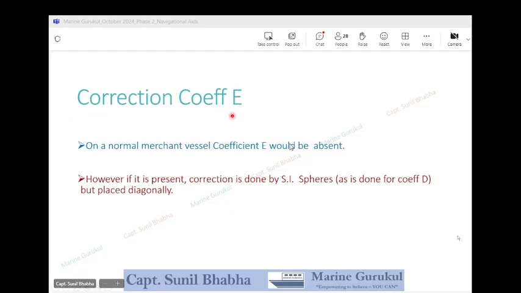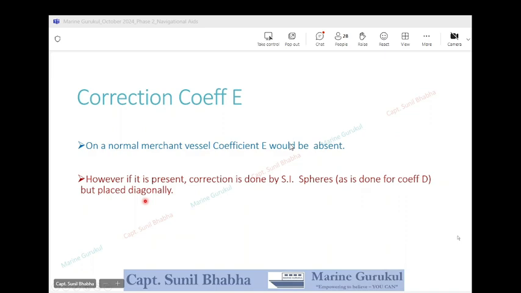Now moving forward to the correction of coefficient epsilon. As we discussed, on a normal merchant vessel, coefficient epsilon would be absent as there is no substantial structure at a 45-degree angle to the fore and aft line of the ship. However, if it is present, the correction is done exactly similar to coefficient delta using soft iron spheres. But in this case, the spheres are placed diagonally, in the same direction in which the structure lies. If you remember, we did the same thing in coefficient delta also.